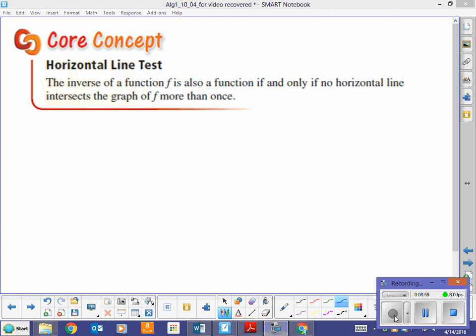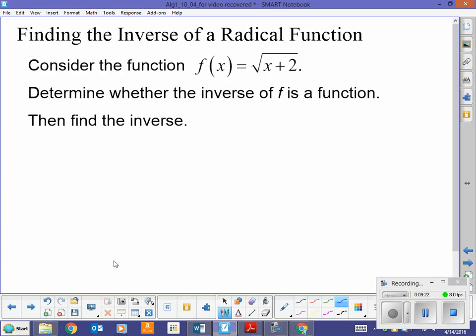So there's that one. Let's take a look at another one. But first, this horizontal line test. The inverse of a function f is also a function if and only if no horizontal line intersects the graph of f more than once. Okay, so it's kind of like the vertical line test, except because we're dealing with inverses, we're going to give it a horizontal line test.